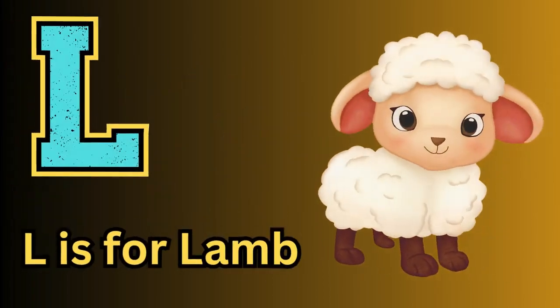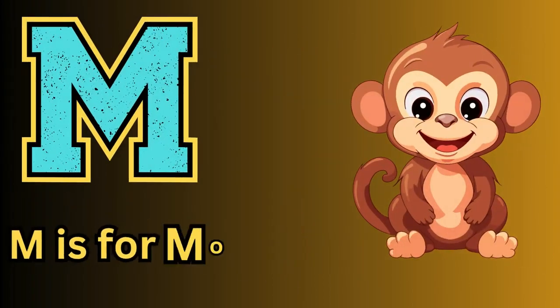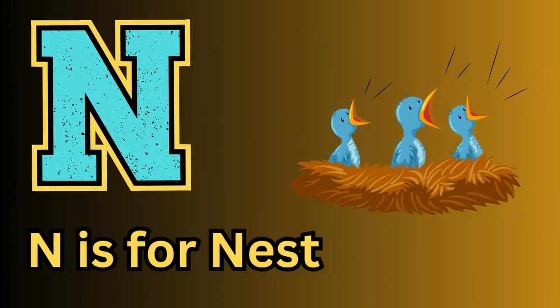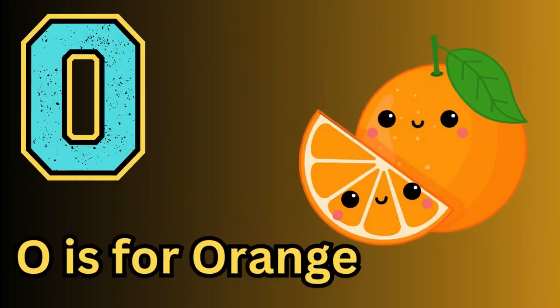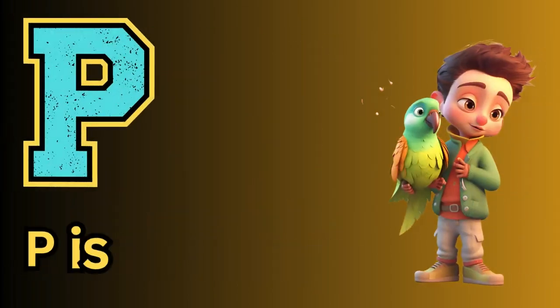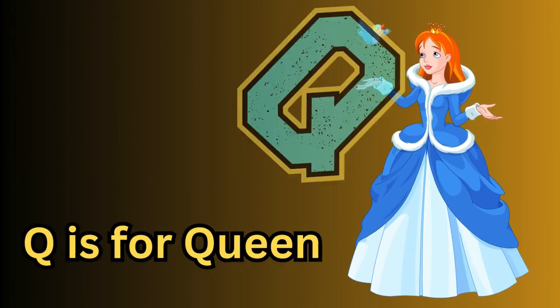L is for lamp. M is for monkey. N is for nest. O is for orange. P is for parrot. Q is for queen.